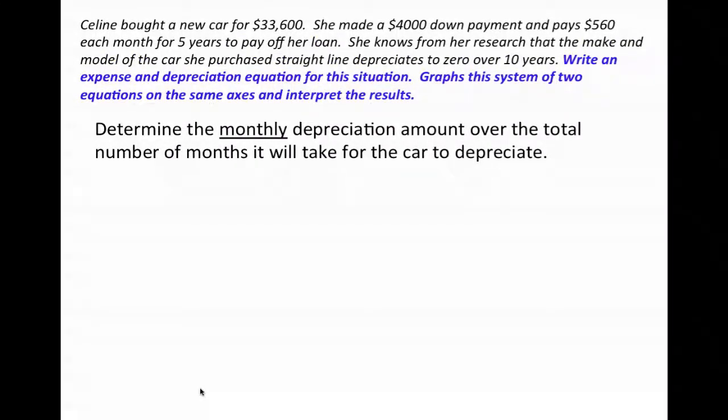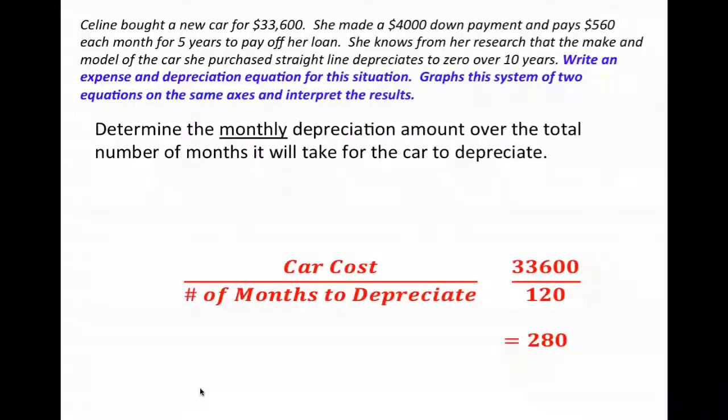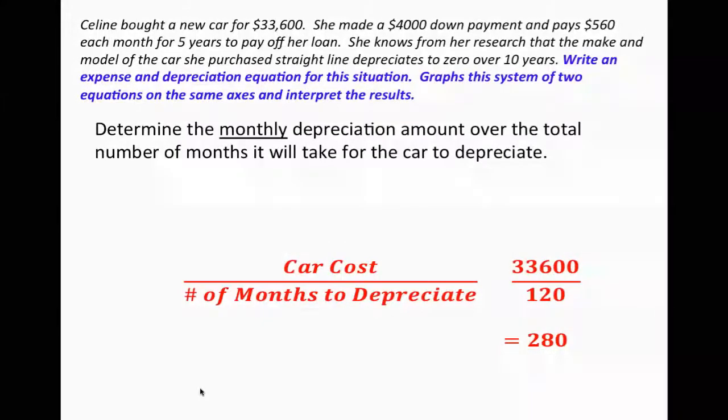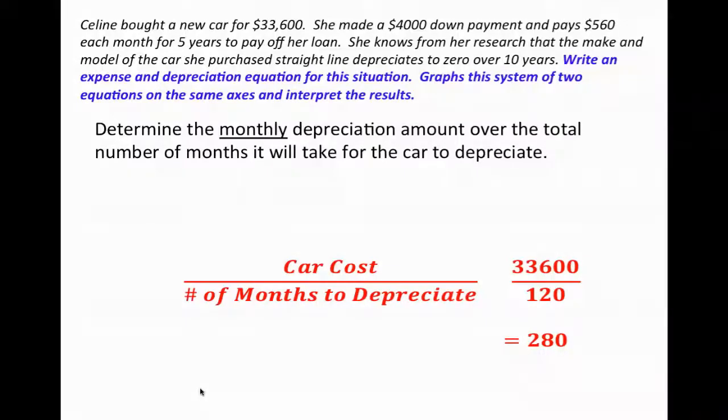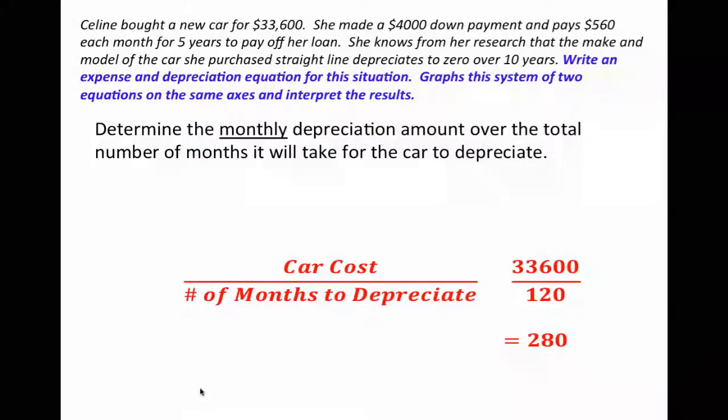Now what we want to do is determine the monthly depreciation amount over the total number of months it's going to take for the car to depreciate. Okay, think about that. Monthly depreciation amount over the total number of months. Okay, well the car costs $33,600. There's 120 months. Divide $33,600 by 120, we get 280.